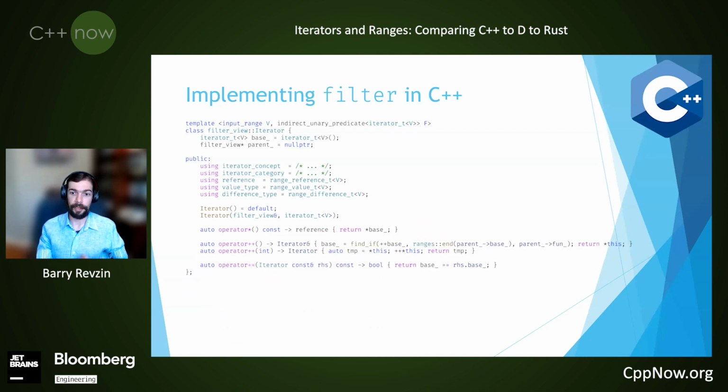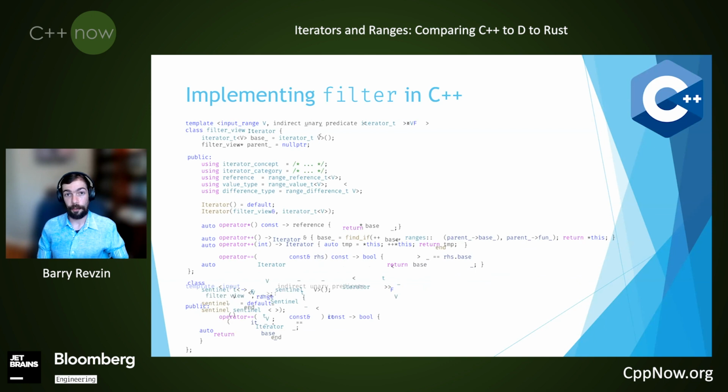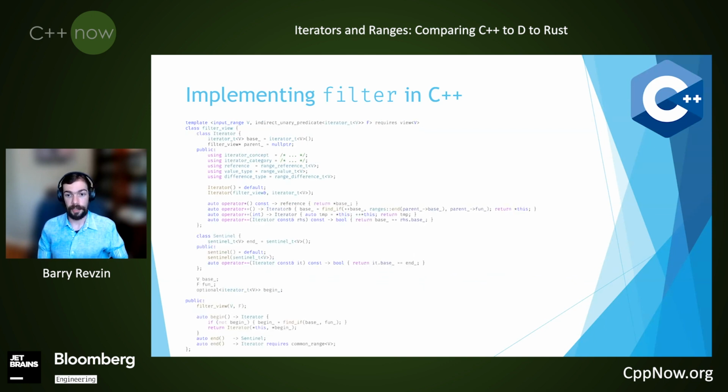If we collapse this again and add our sentinel, it looks exactly the same as we had before, just a little bit simpler because it's no longer a template. And the comparison for the iterator is just comparing the underlying sentinel to the underlying iterator. Putting it all together, it's a little bit less code overall, simply because these things aren't templates anymore.